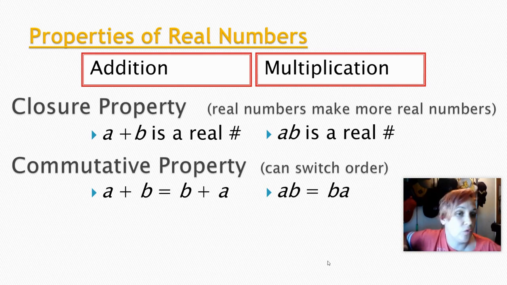Please notice that we're only doing one operation at a time. We are either adding or we are multiplying. It's not a combination of both of them. Also, these properties do not work for subtracting or for dividing. It's only for adding and for multiplying.